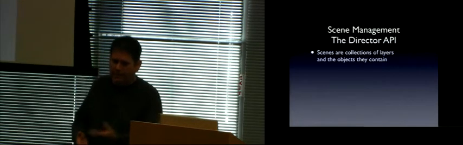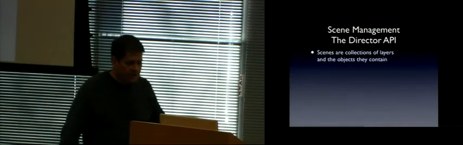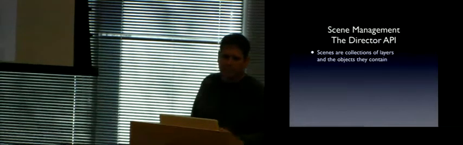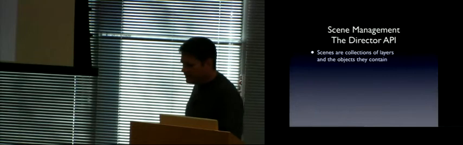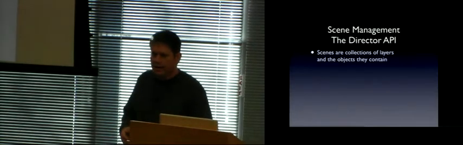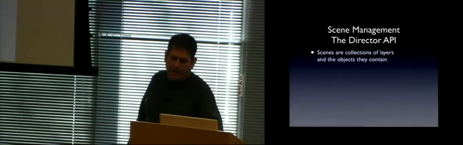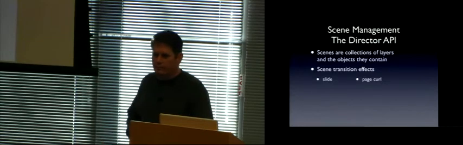Basically, you have a template, which is a module for each level you want to load, or each scene you want to load, and then that template is a collection of event handlers corresponding to events in the scene API. Scenes are collections of layers and all the objects within the layers, and they can be manipulated through the scene manager API by loading them in and then sliding them in and out, basically with different transition effects.